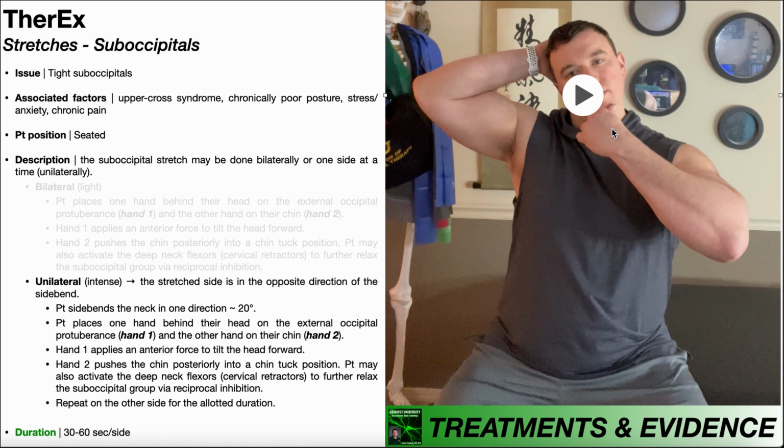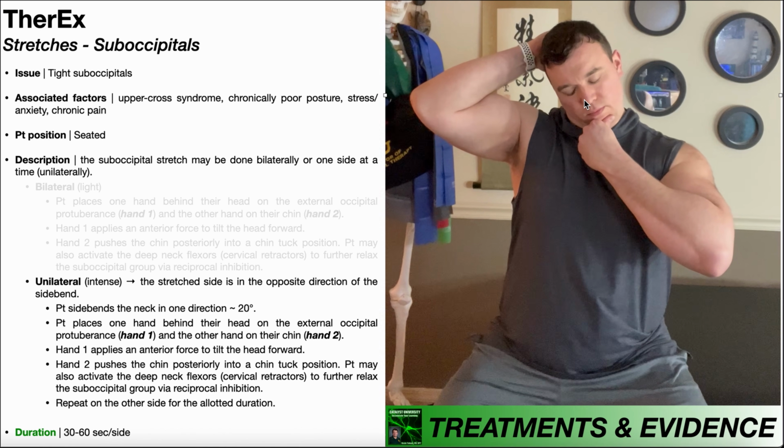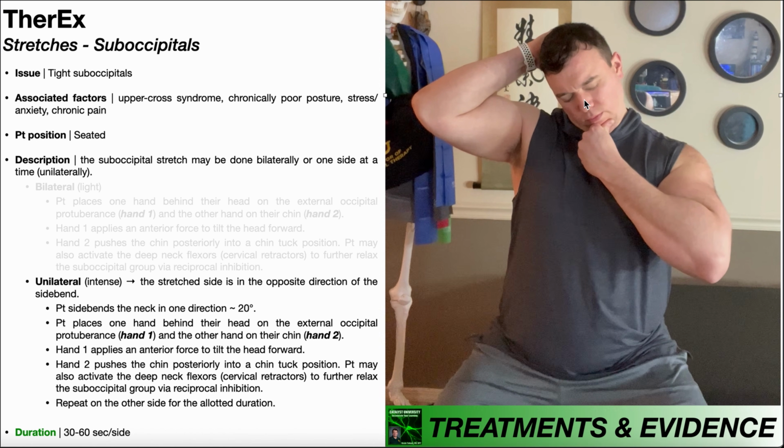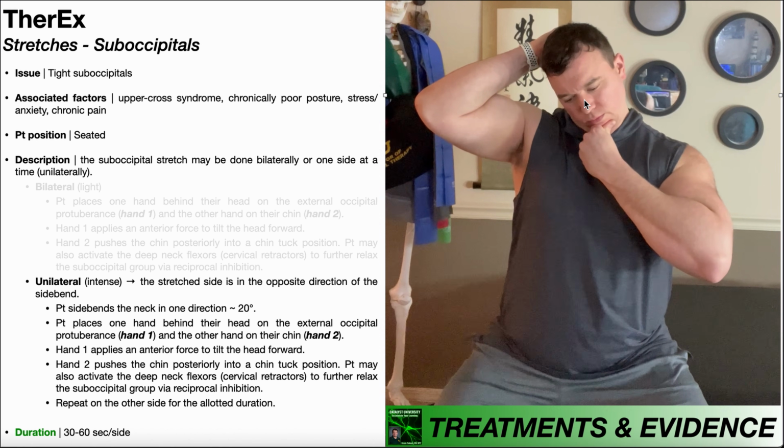Again, we're trying to facilitate cervical retraction, and we can also activate the deep neck flexors in this position to further relax the suboccipital group via reciprocal inhibition. And I'm going to hold this stretch anywhere between 30 and 60 seconds on this side.